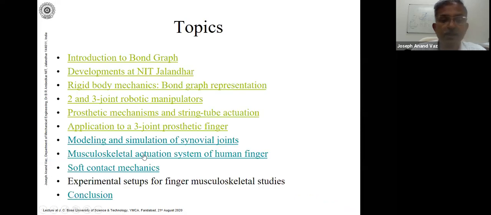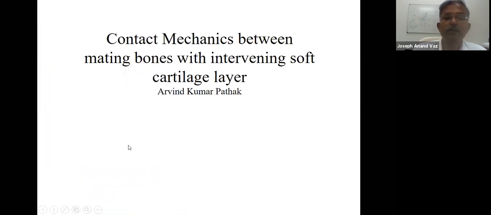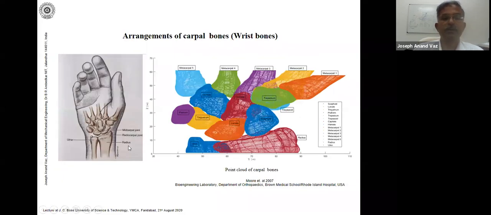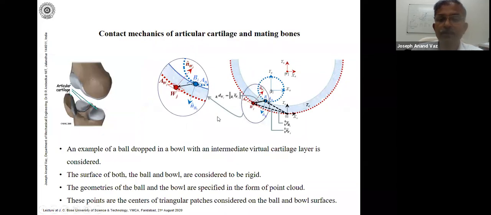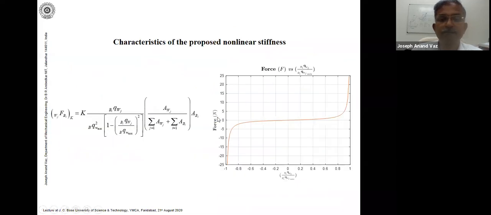After this, I'll just give you a brief of the modeling of synovial joints that we have done. Here we are dealing with the mechanics of carpal bones, that is wrist bones, and the ligaments. Here we have developed models using bond graph. We developed a non-linear stiffness model in order to model the cartilage.